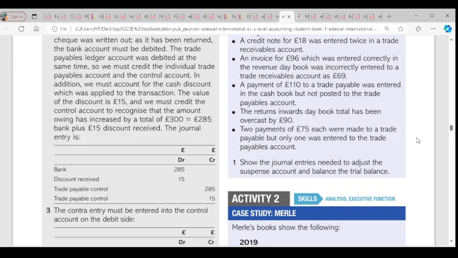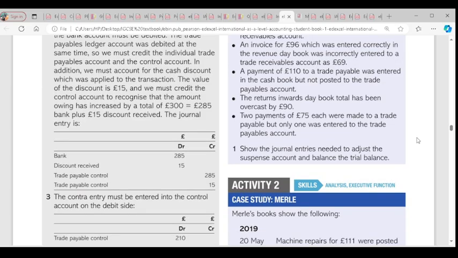The suspense account will have a debit entry for 90. Then the last transaction will have a trade payable debit entry for 75, which was not recorded, and the suspense account will have 75. Then we have to add all the total figures in the debit entry together minus the overcast amount, which is 90. So 18 plus 27 plus 110 plus 75 minus 90 will give us our 140. So that ends the transaction for activity 1.